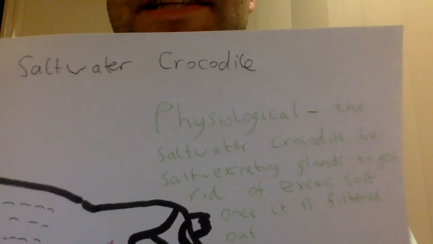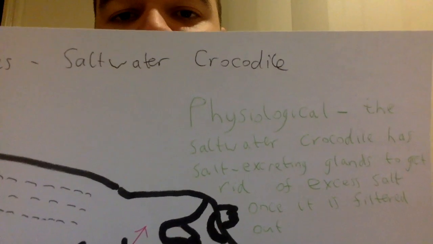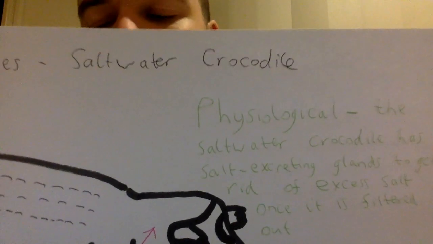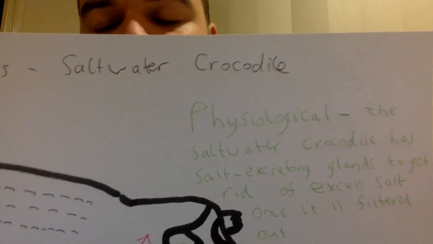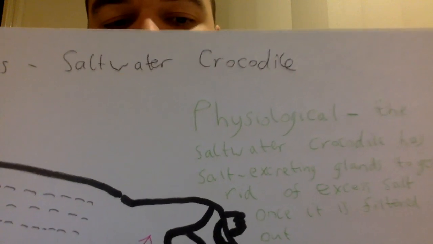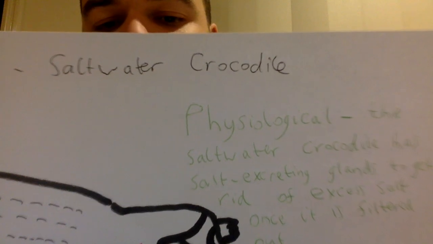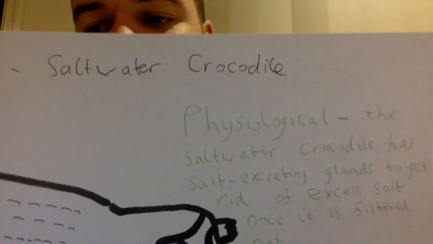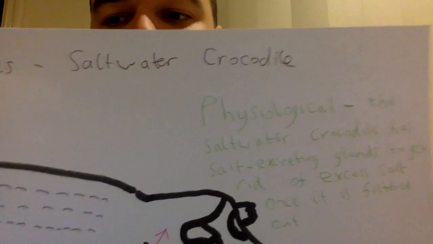There we go. So physiologically, obviously by the name of them, these live in salt water, but they don't only live in salt water, they can also live in fresh water. So their physiological adaptation is they have glands underneath their tongue, through which they can excrete salt. So their body can filter out excessive amounts of salt, and then secrete it out through glands in their tongue. So that way their body doesn't get overloaded with salt, which is obviously beneficial for it.